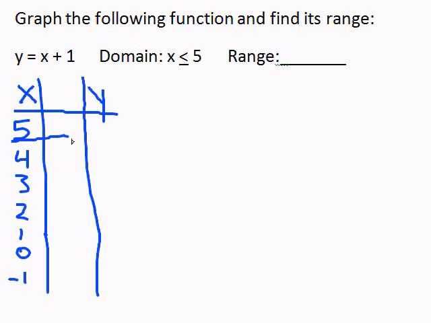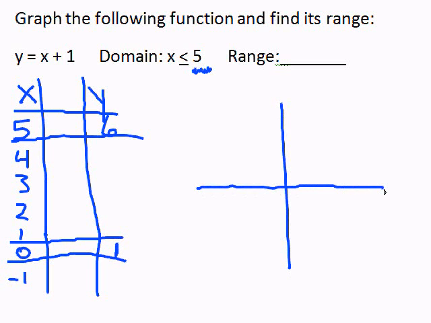In this case, to make graphing easier, I would probably choose 5, our starting value. Notice x is less than or equal to 5. And then I would choose 0 because that's where our graph is going to cross the y-axis. Let me show you. If x is 5, 5 plus 1 is 6. If x is 0, 0 plus 1 is 1. So when I graph this, I've got x is 5, 1, 2, 3, 4, 5, and y is 6. If x is 0, y is 1.